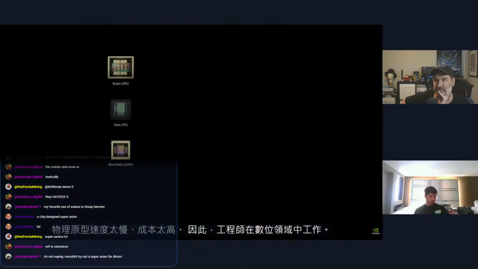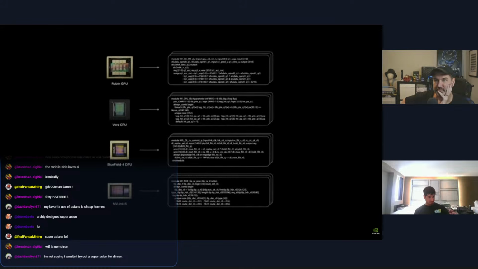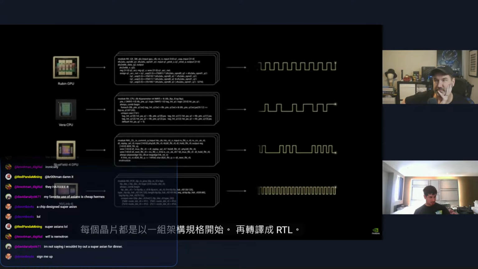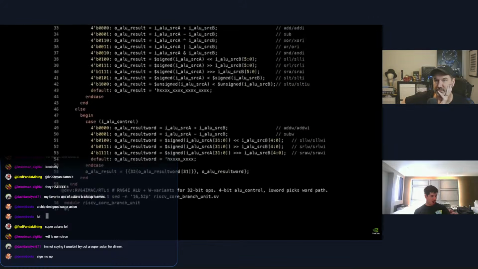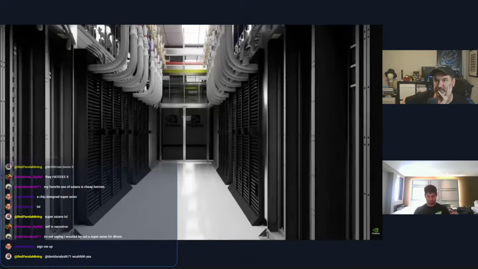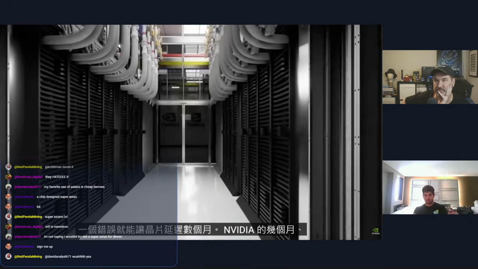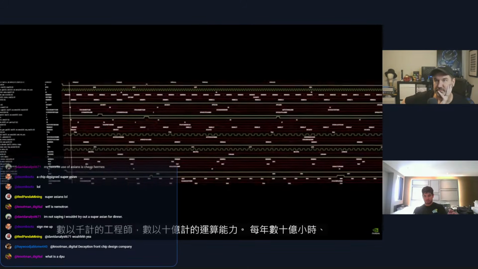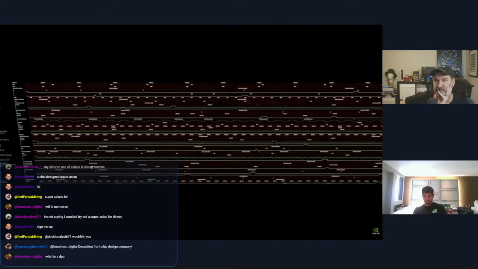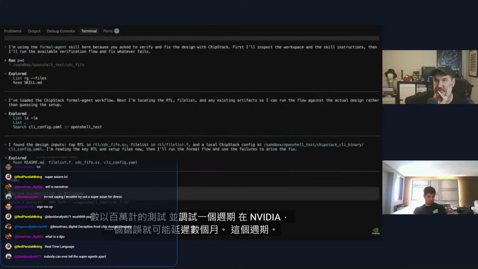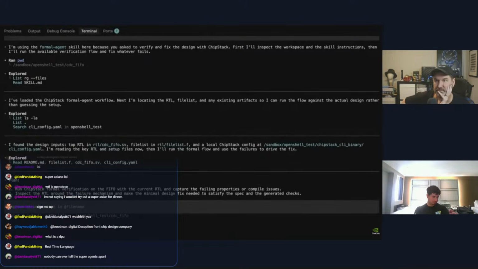Each chip begins as a set of architectural specifications, then translated into RTL, the language of chip design. RTL must be verified in simulation. A single bug can delay a chip by months. At NVIDIA, thousands of engineers, billions of compute hours per year, millions of tests, written, run, and debugged, a cycle that takes teams weeks. To compress this cycle, Cadence and NVIDIA built a design verification agent.